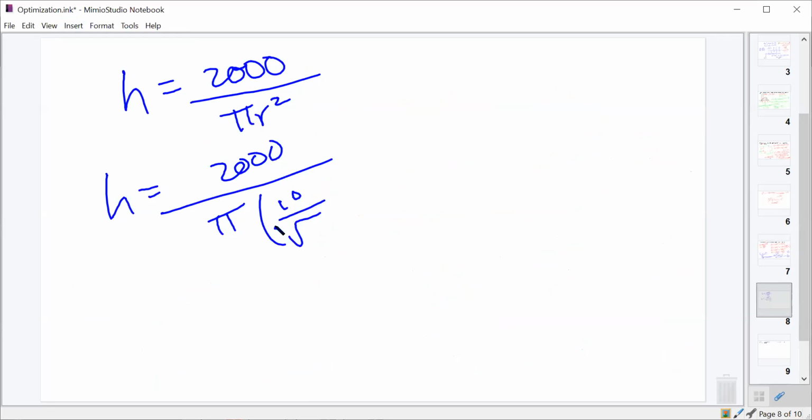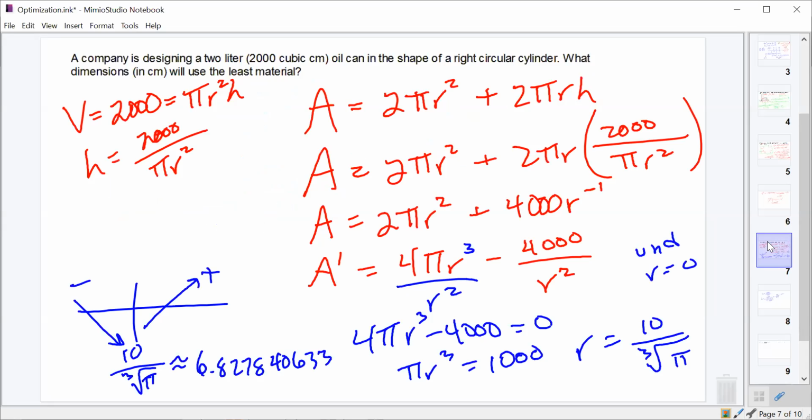And we could simplify that if we wanted to. Pi over the cube root of pi squared is just a cube root of pi down here in the denominator. And 2,000 divided by 100 should just be a 20 up there. And I think we had centimeters, right? The height of 20 over the cube root of pi and a radius of 10 over the cube root of pi centimeters. Everyone good there or no?